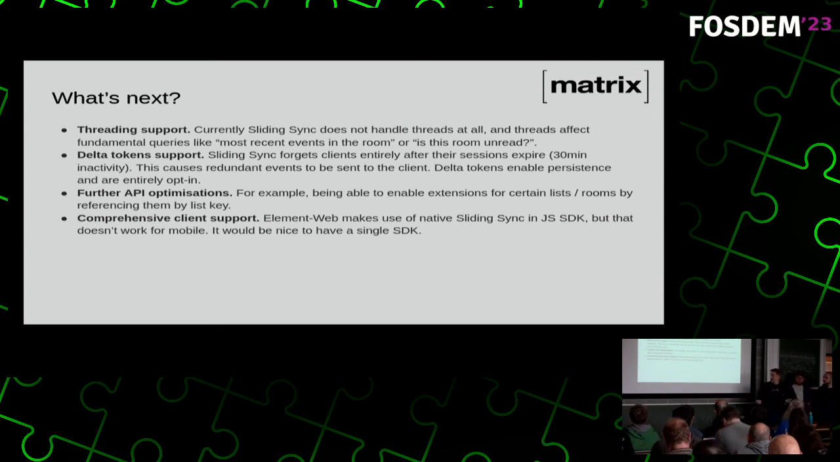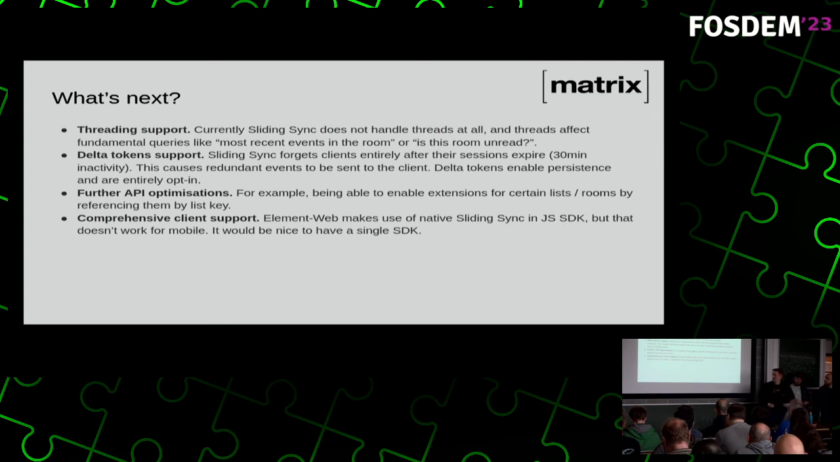A few more API optimizations. We recently swapped to using lists as keys, which basically means that instead of representing the request and response lists as an array of lists, they're now just a big key-value map, which makes it easier because you can then reference an individual list by the list key name. For things like extensions, this is great because you could then express, I want typing notifications, but only on these named lists, whereas before that was very difficult to express.